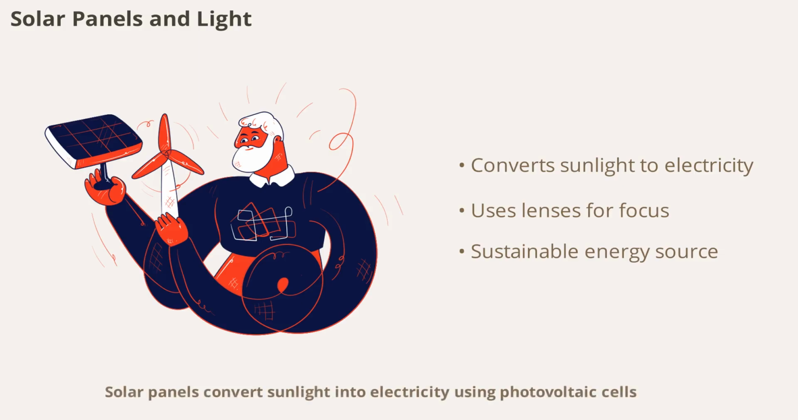Solar panels convert sunlight into electricity using photovoltaic cells. Lenses and mirrors can be used to focus sunlight onto these cells, increasing their efficiency. The principles of reflection and refraction are harnessed to capture and direct as much light as possible, making solar energy a practical and sustainable power source.